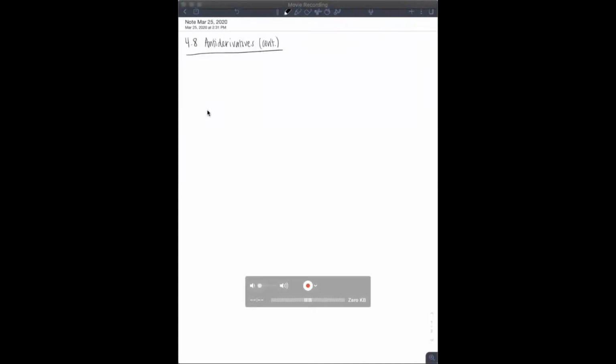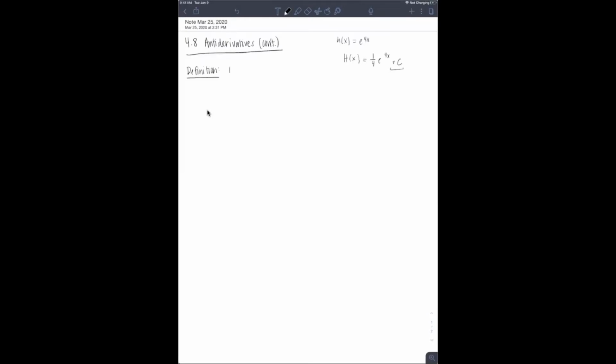So then let me give you a definition. On Monday, we had talked about the general antiderivative, right? The last example that we did was h of x equals e to the 4x. And we found that capital H of x was equal to 1/4 e to the 4x plus c, right? And so this is just the most general. And so we say that the collection of all of them, like all of the ones with the different values for c.